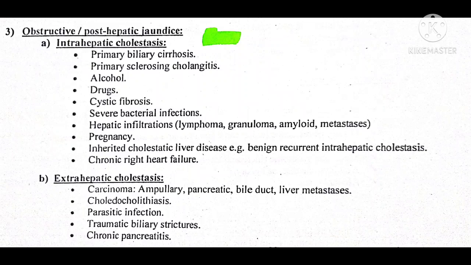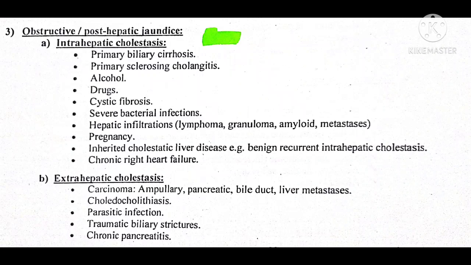What are the causes of obstructive jaundice? The causes are intrahepatic cholestasis, which occurs due to primary biliary cirrhosis, then primary sclerosing cholangitis, alcohol, drugs, cystic fibrosis, severe bacterial infection, hepatic infiltration such as lymphoma, granuloma, amyloidosis and metastasis, then pregnancy, chronic right heart failure, inherited cholestatic liver disease such as benign recurrent intrahepatic cholestasis. They all can cause intrahepatic cholestasis.